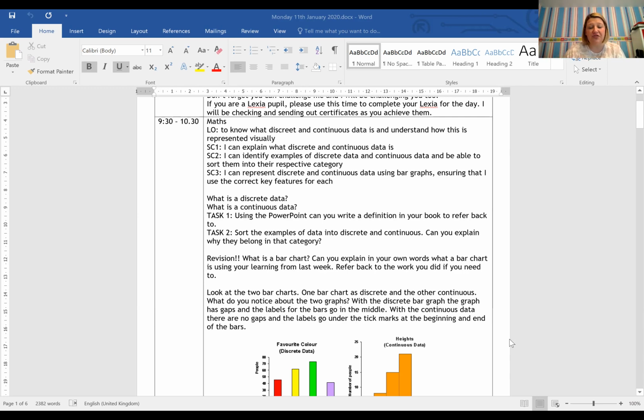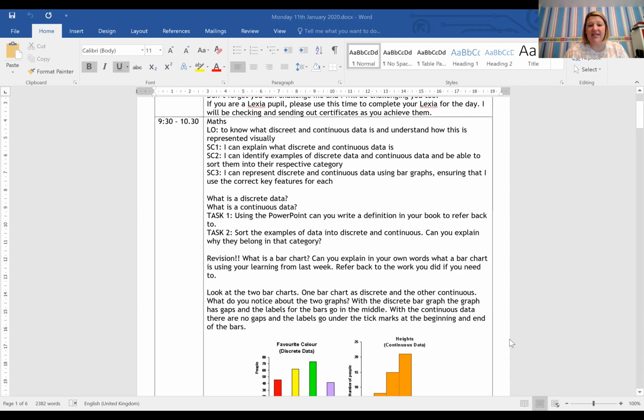So always doing that revision first, reminding ourselves of what the meaning of those words are so that we can use them really confidently, using the mathematical language when we're explaining things. We're going to identify examples of discrete and continuous data. Although we've talked about it a lot already, we haven't really had a look at what the different examples are. You're going to have a go at sorting them out and putting them into their categories. You might even be able to come up with some of your own.